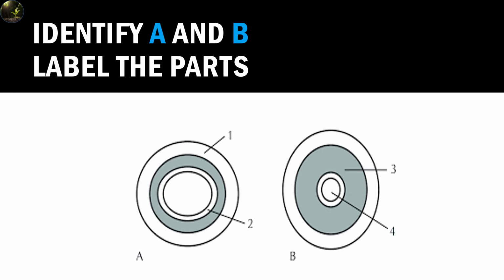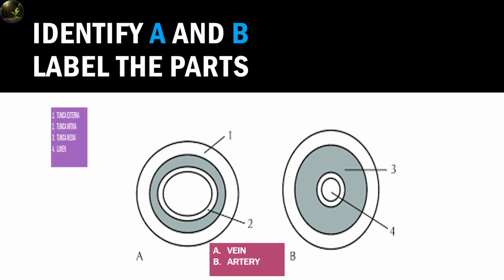Identify A and B and label the parts. A, there is a wide lumen, that is vein. B is a narrow lumen, that is artery. Then label the parts. First one, tunica externa. Second one, tunica intima. Third one, tunica media. And fourth one is lumen. Check it out.